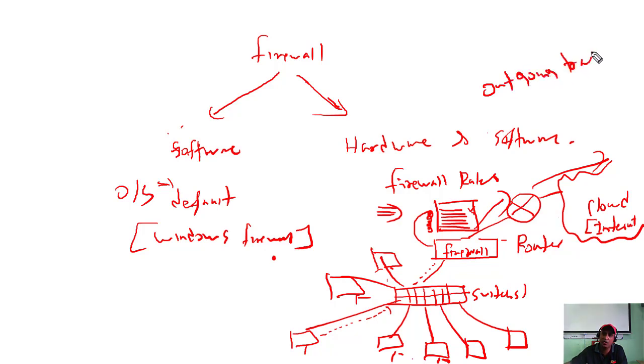What do you mean by outgoing traffic? The traffic which is generated inside the company and goes out to the cloud. Got it? Through the firewall, then the router, and then the cloud. Okay, so that's how it's happening.